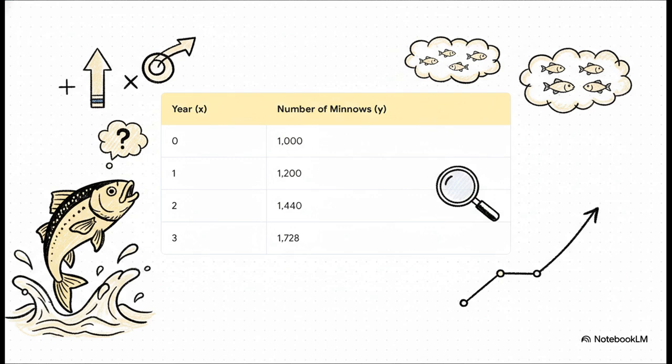So that tells us something really important. The pattern isn't adding the same number over and over. It's something else. It's multiplicative. And our job is to figure out the exact rule behind it.